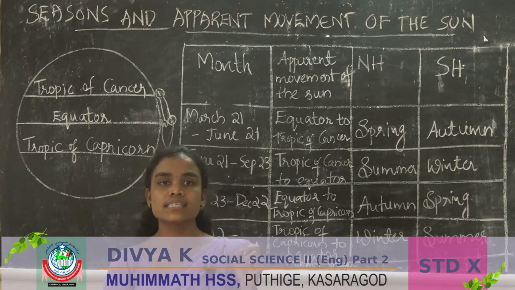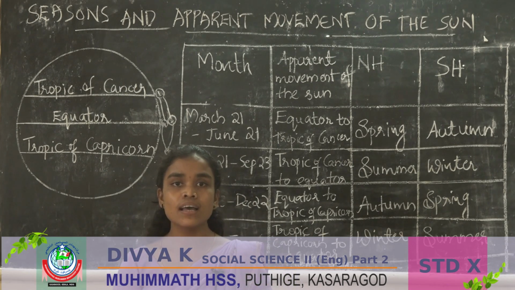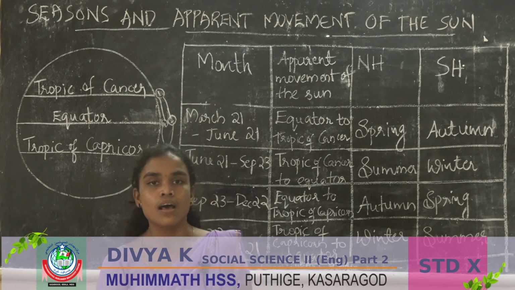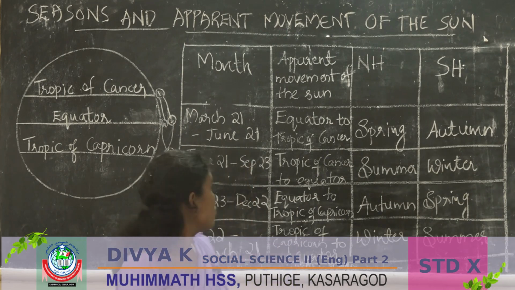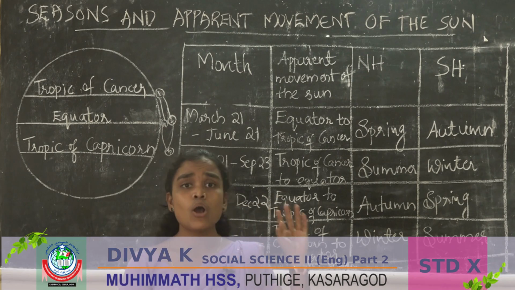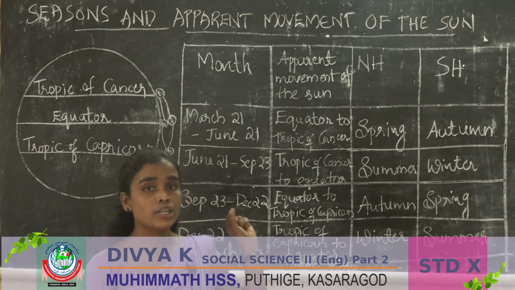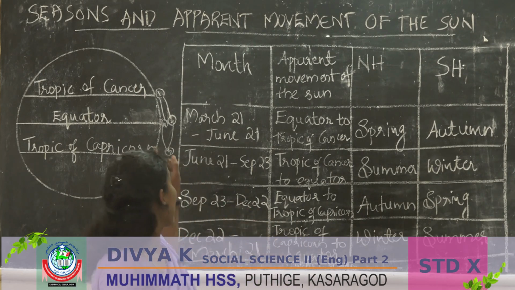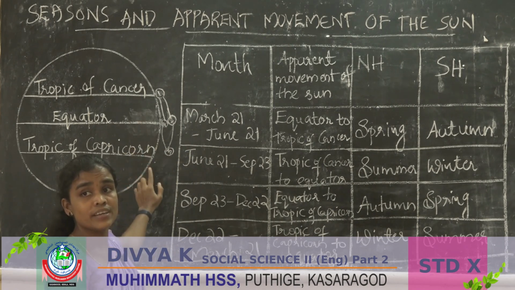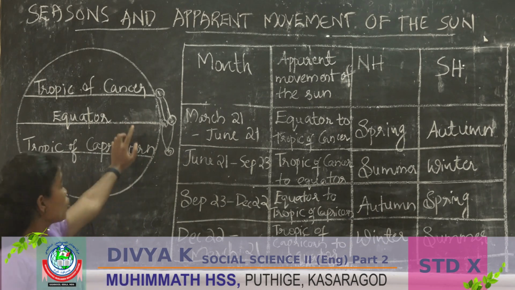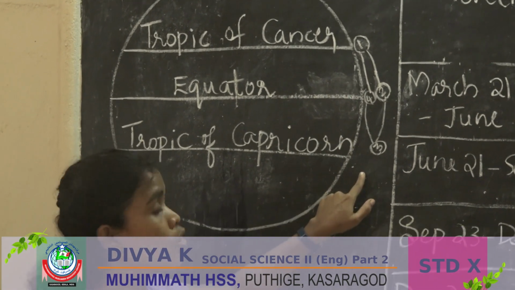How the seasons change according to the apparent movement of the sun. Which seasons occur due to the apparent movement of the sun, we are going to discuss in this class. First, we already discussed that the sun apparently shifts between where to where, from Tropic of Cancer to Tropic of Capricorn. The movement of the sun in between Tropic of Cancer and Tropic of Capricorn is called what? Apparent movement of the sun.